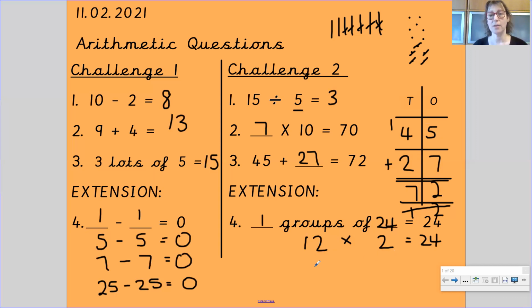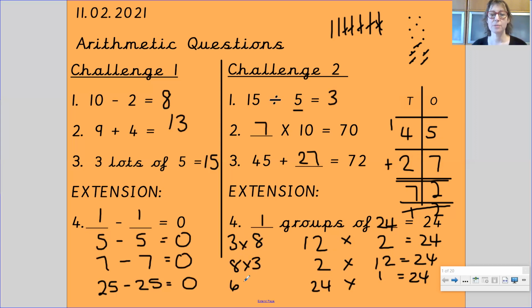I can also, because multiplication is commutative, write that the other way around. So I would also have 2 groups of 12. And I could do the one at the top as well. And I would have 24 groups of 1. There are other answers as well. You could have 3 groups of 8, 8 groups of 3, 6 groups of 4, or 4 groups of 6. And those are the answers you can have.